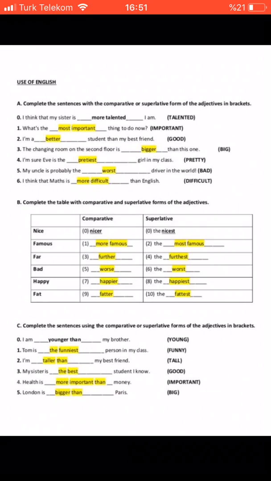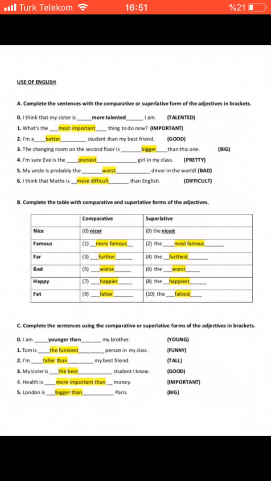Okay. I think that my sister is more talented than I am. I'm comparing myself. Actually, I'm comparing my sister to myself. Kendimle kardeşimi kıyaslıyorum. What is the most important thing to do now? This is superlative form. Gördüğünüz gibi superlative form. Neden? Çünkü bir şeyi tüm grupla kıyaslıyorum. And don't forget to use than when you are talking about comparative adjectives. Because we are comparing two people or two things. İki şey veya iki kişiyi kıyasladığımız için arkadaşlar comparative formda lütfen than kullanmayı unutmayın.